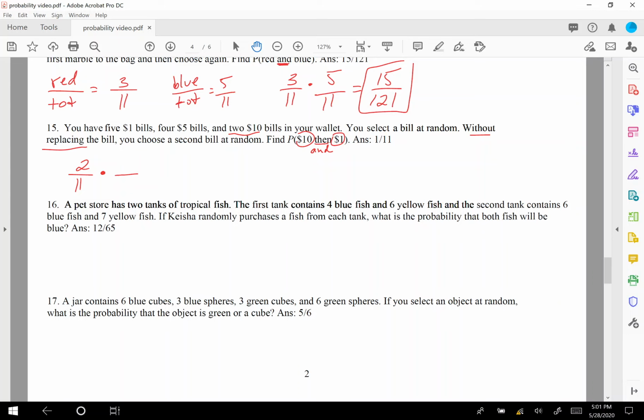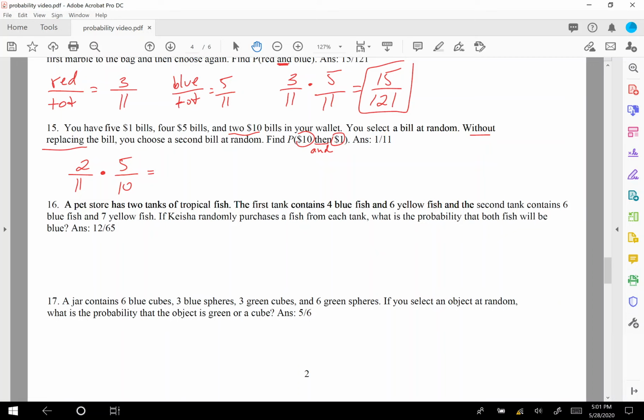Now think about it. We took 1 bill out. We had 11 of them in our wallet. But now, since we took 1 out, we only have 10. But what are we looking for this time? A $1 bill. Well, how many $1 bills do we have? We have 5 of them. And we didn't take one of those out before, so we still have our 5. So now we just multiply this.